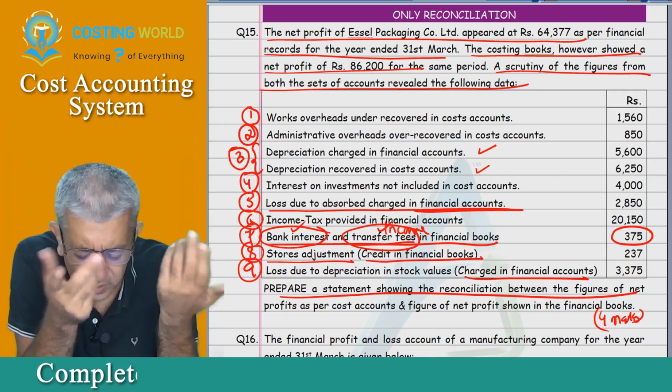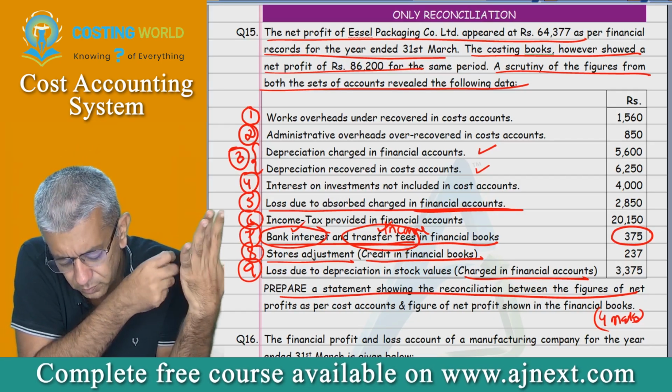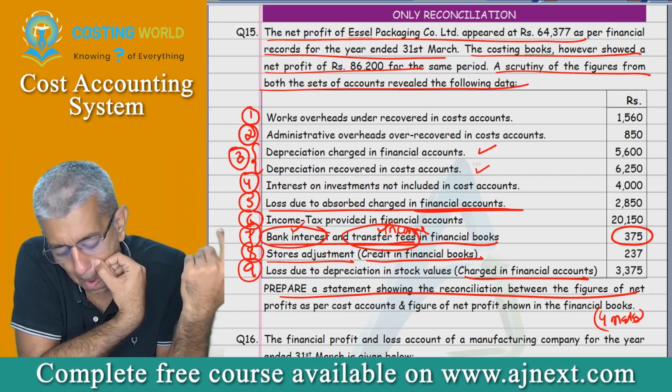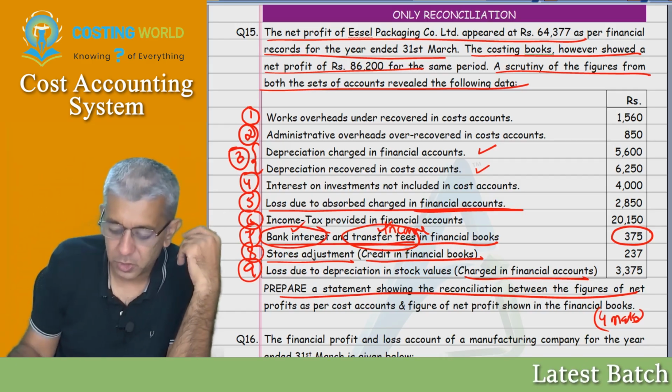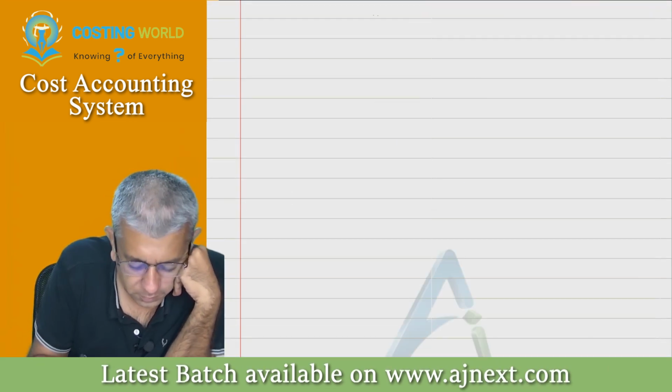So let's start it off. Let's try to do whatever best we all can. You all write down, please. Write down: Memorandum reconciliation account.